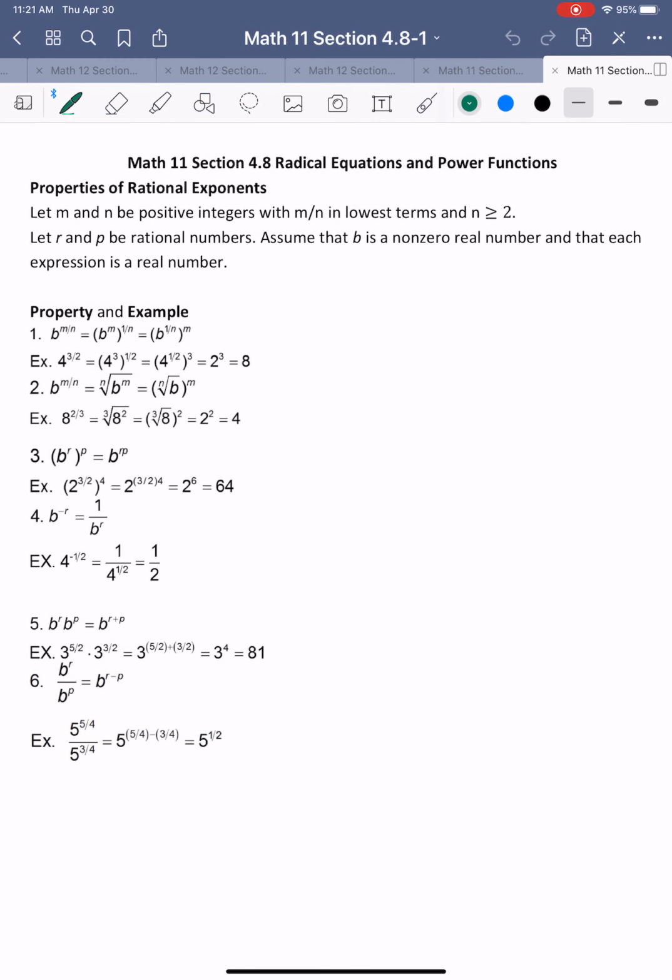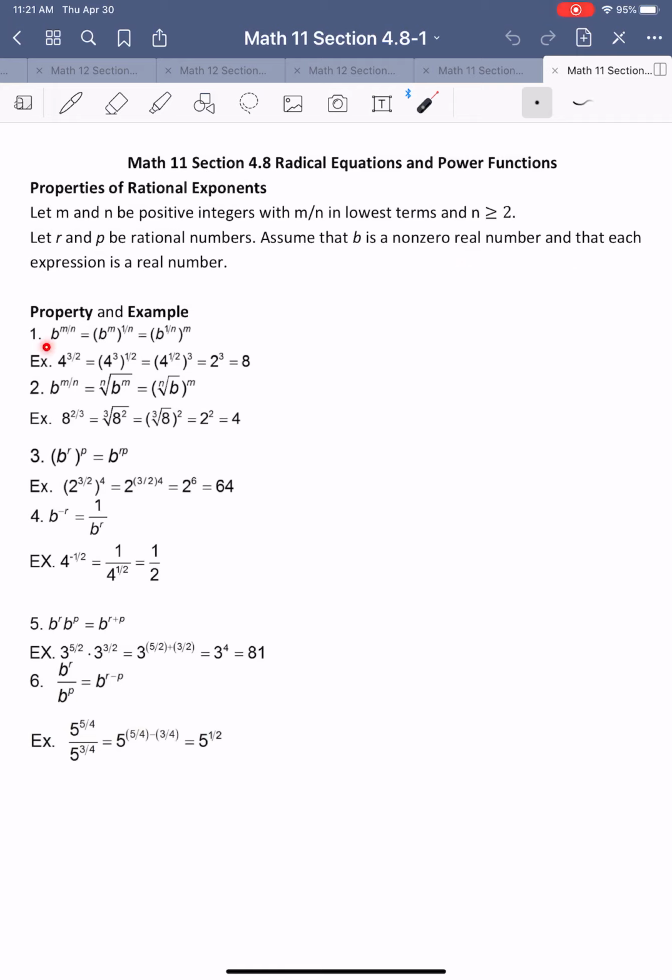Hello, this is section 4.8, radical equations and power functions. So, properties of rational exponents. When m and n are positive integers, m over n is in lowest terms, and n is greater than or equal to 2, and also r and p are rational numbers. Assume that b is a non-zero real number and that each expression is a real number.